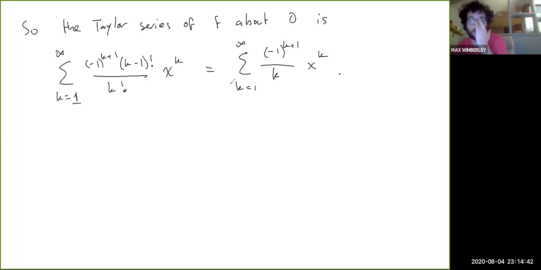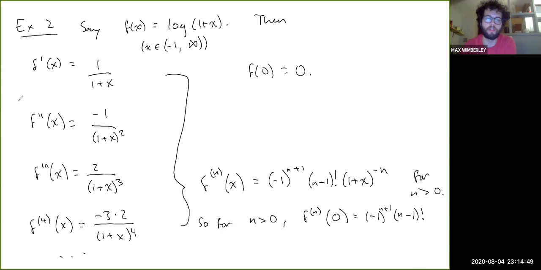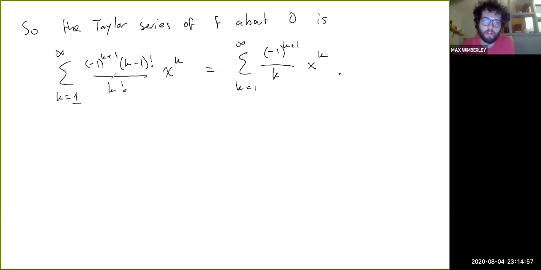So we've kind of seen this before, but now you can see how we can arrive at this series from considering the derivatives of f. Now that we understand the relationship between the derivatives of f and the coefficients in the power series representation, we can derive the Taylor series of f that way, right?